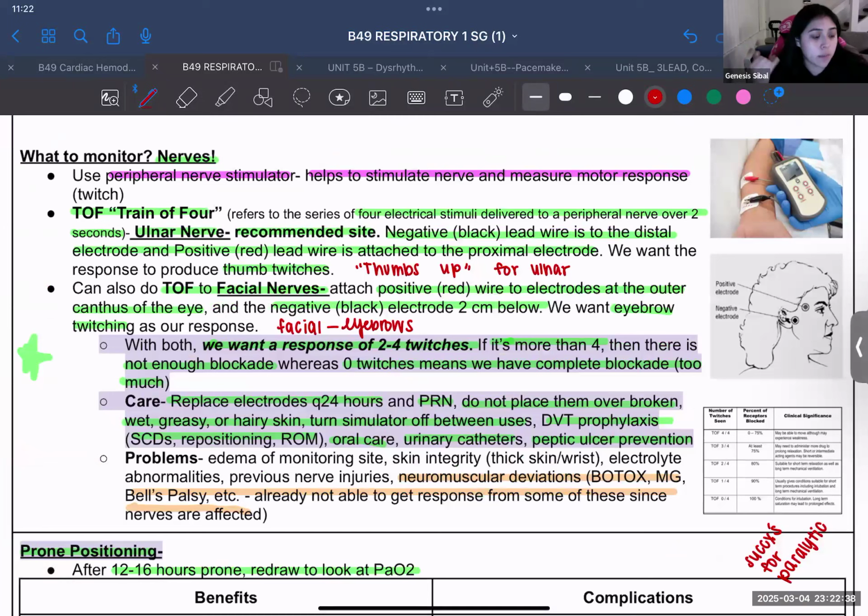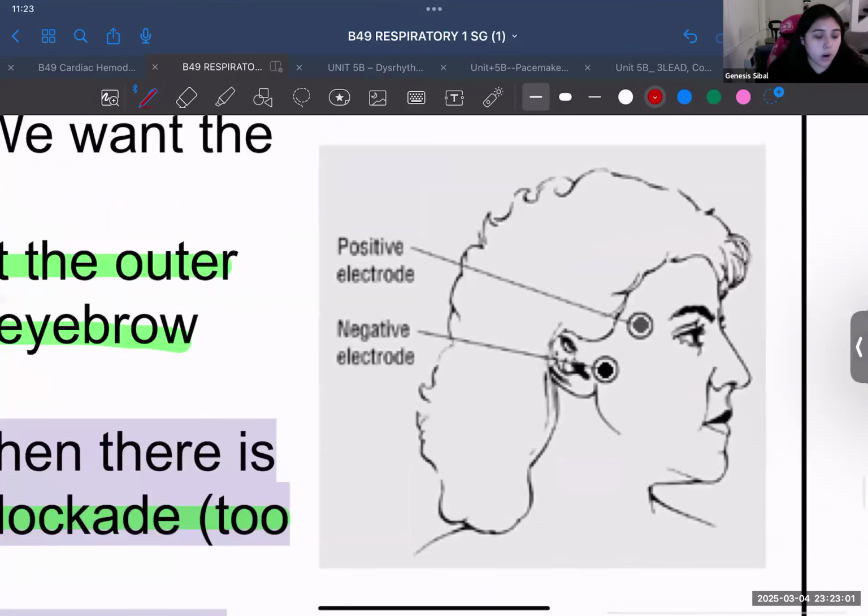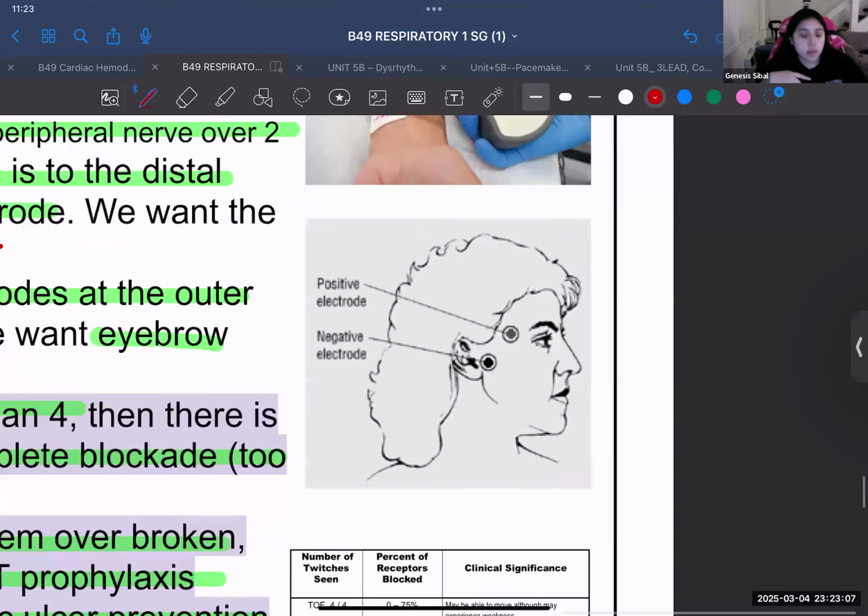So again, you're going to have the positive red wire. That's going to be located on the outer canthus of your eye. So like right out here. And then the negative black electrode is going to be just kind of right below it. It says 2 centimeters below. And again, negative black, neutral, negative. And again, you want the eyebrow to be twitching for this one. So again, it's on your face. So I would just think about it more of like you want your eyebrow. And that's what it is right there. So the positive one, again, that one's the red one, negative, that one's the black one. So that's what you see right there.